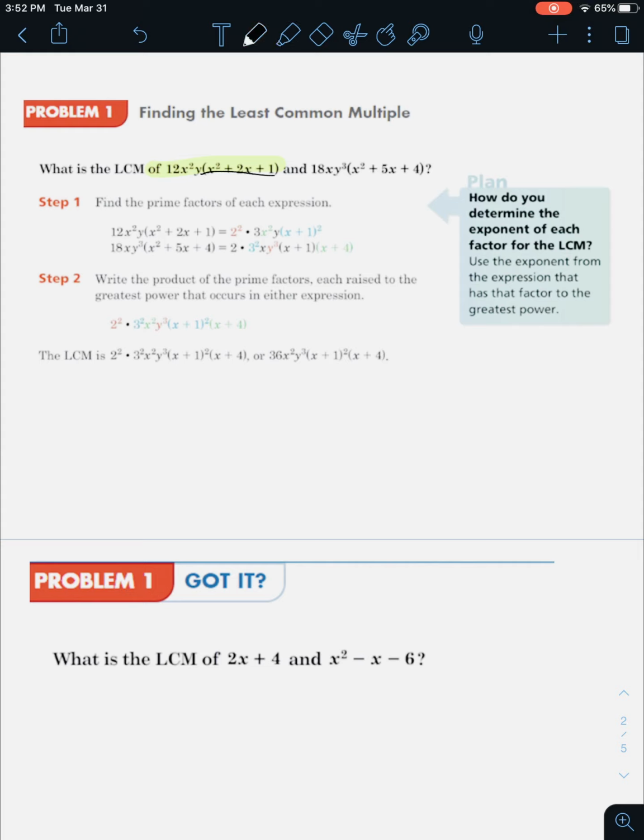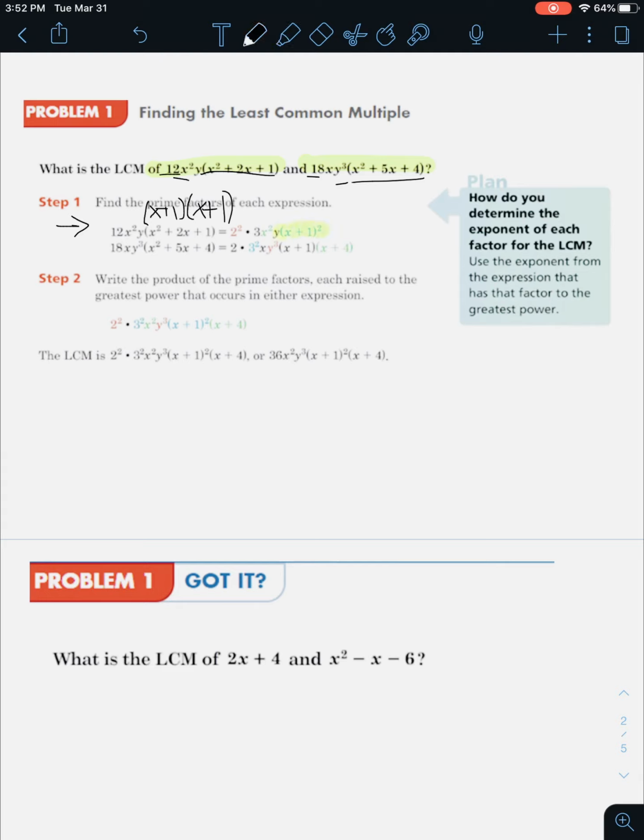So we will have to take this trinomial in its factored form, plus we're going to want to factor each of these terms as well. We'll factor that trinomial, 18, and y to the third. And so here's what's going to happen. With 12x squared y times x squared plus 2x plus 1, you would factor x squared plus 2x plus 1 and split the x's. Factors of 1 that give me a sum of 2, it would be plus 1 plus 1. So you'd have x plus 1 times x plus 1, or, as they showed here, x plus 1 squared.